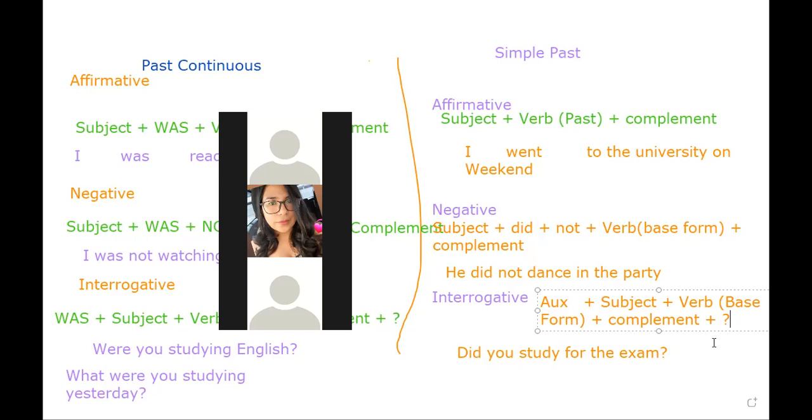Also, we can add another WH word. For instance, we can say, when did you study for the exam? So we're asking for a date. Okay?